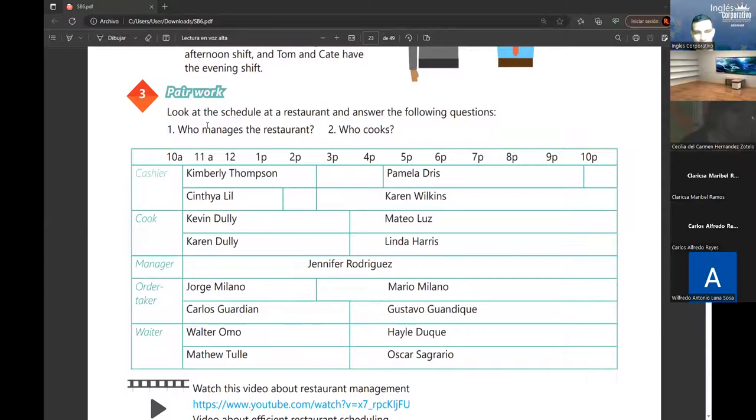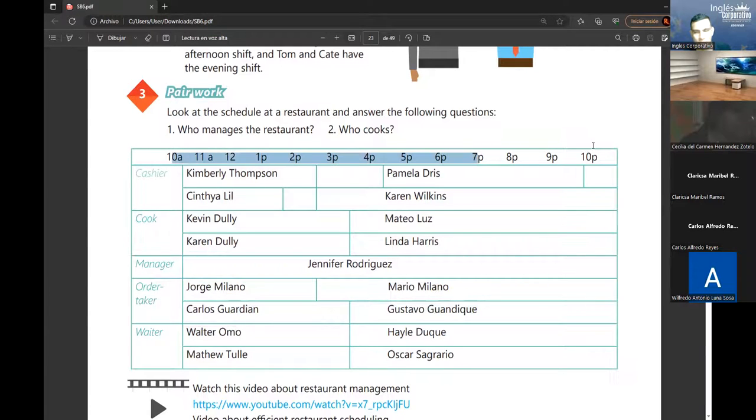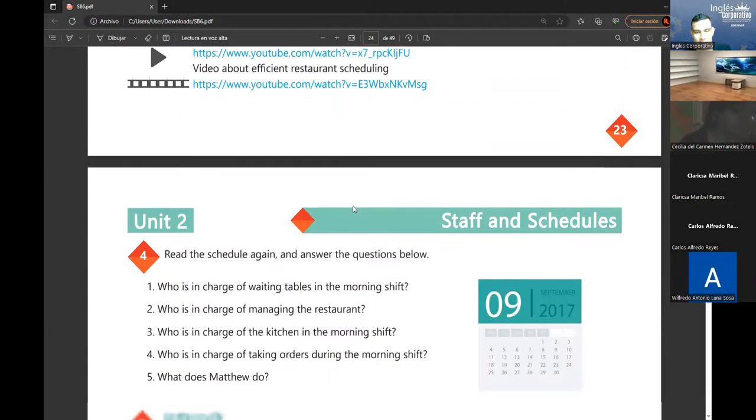Who manages the restaurant? Who cooks? ¿Quién cocina? ¿Quién es el gerente del restaurante? Como pueden ver, acá está el descriptor. Cashier, cook, manager, order taker, waiter. Acá están los nombres. Ok, aquí está el horario. From 10 to 10 p.m. Ok, the manager.